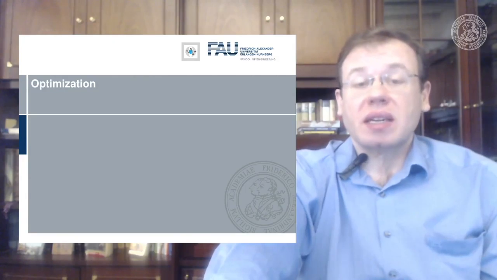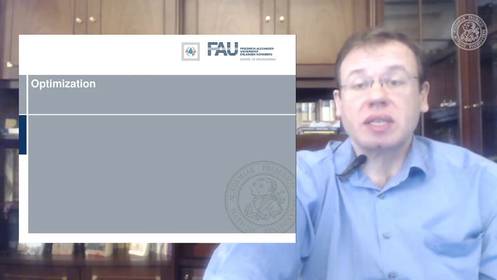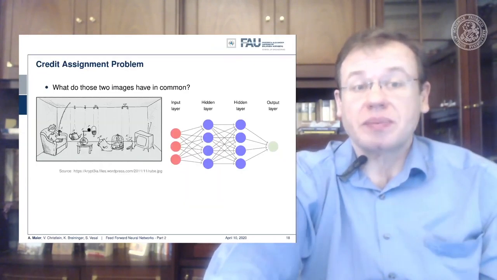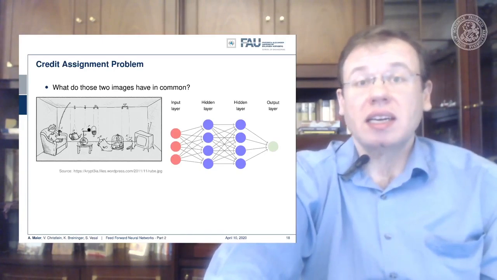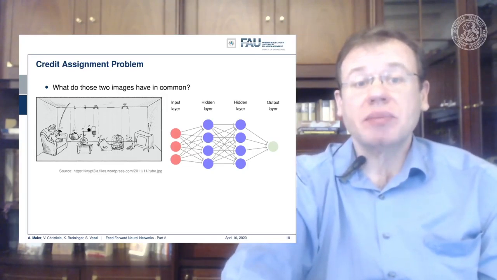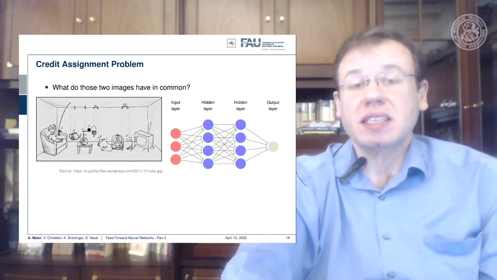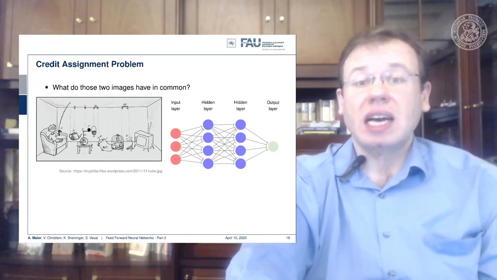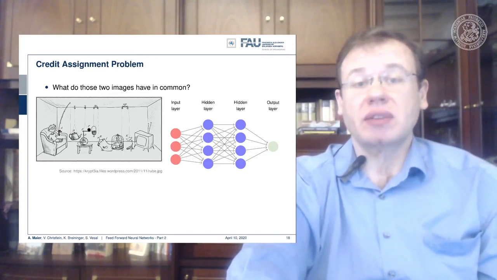The other thing that I want to talk about in this video is the optimization. So one big thing that we haven't considered at all is how we actually train those networks. And we have already seen that there are these hidden layers that cannot be directly observed, and this brings us in a very difficult situation.